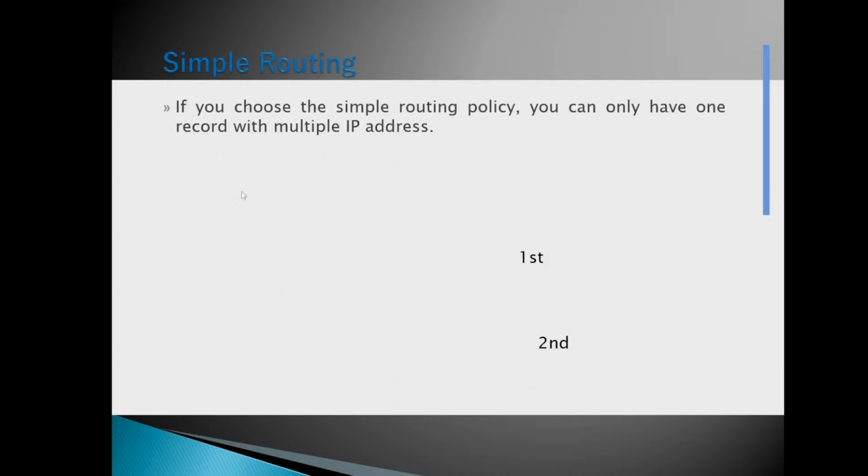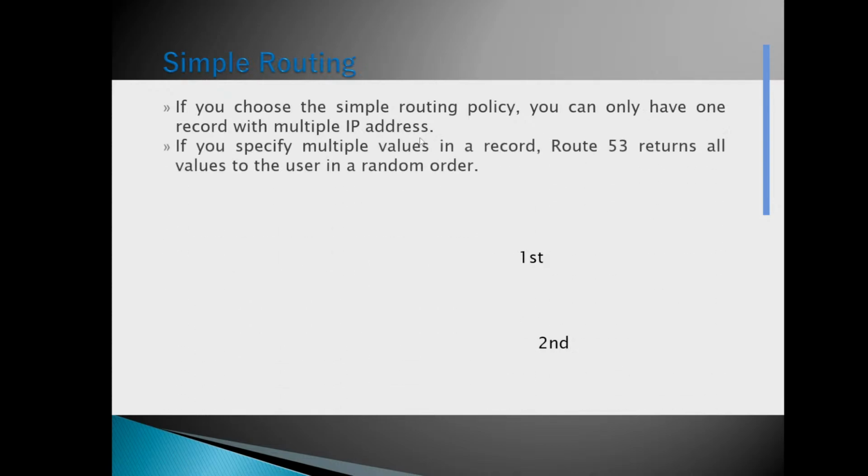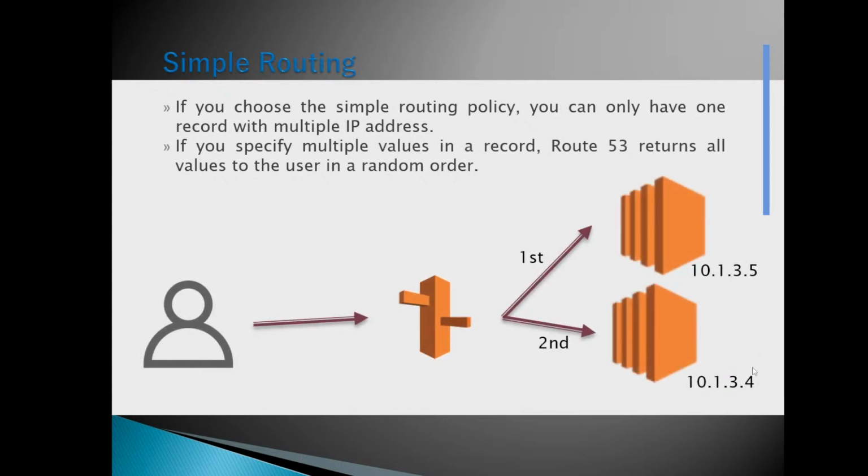First is simple routing. If you choose simple routing, you can only have one record with multiple IP addresses. If you specify multiple values in a record, Route 53 returns all the values to the user in random order. Matlab, if you have n number of IP addresses available and you want to send traffic to different IPs, you can use simple routing. So whenever a request is executed, Route 53 will randomly provide the IP address of any of the endpoints.